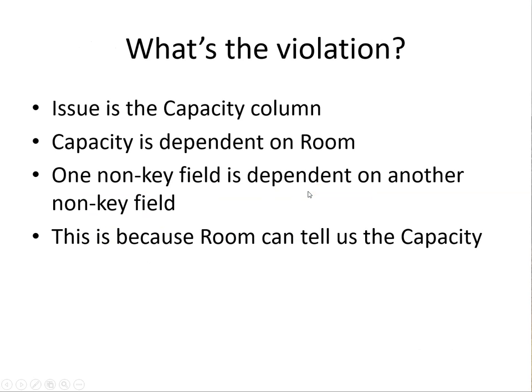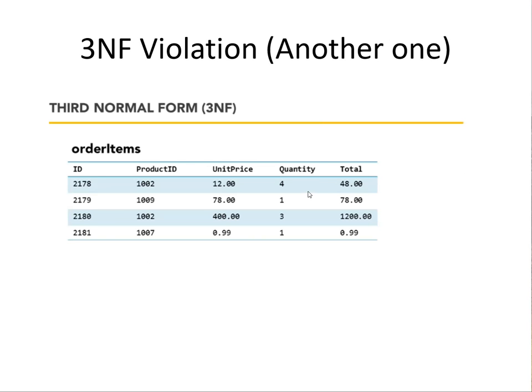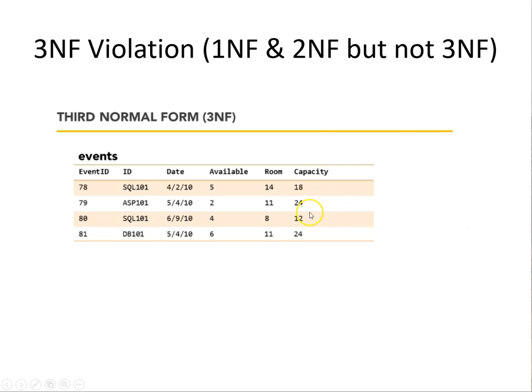And here's where the problem comes in, because we do have a room. The room can tell us what the capacity is. Looking at this, I have room 11 repeated here, for instance, and capacity is listed at 24, which I assume is correct. But if somebody was to reach in and change one of those capacities to say 22, then I really don't know if room 11 has 24 people capacity or 22 people capacity. We have a dependency between two non-key fields, and that's why it fails third normal form.